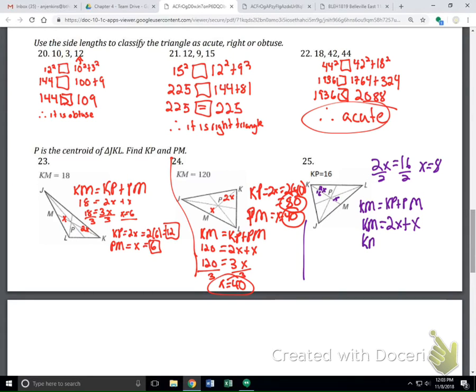So now we just substitute that in to solve for KM. KM equals 2 times 8 plus 8. So we have 16 plus 8, which is 24. Nice job.